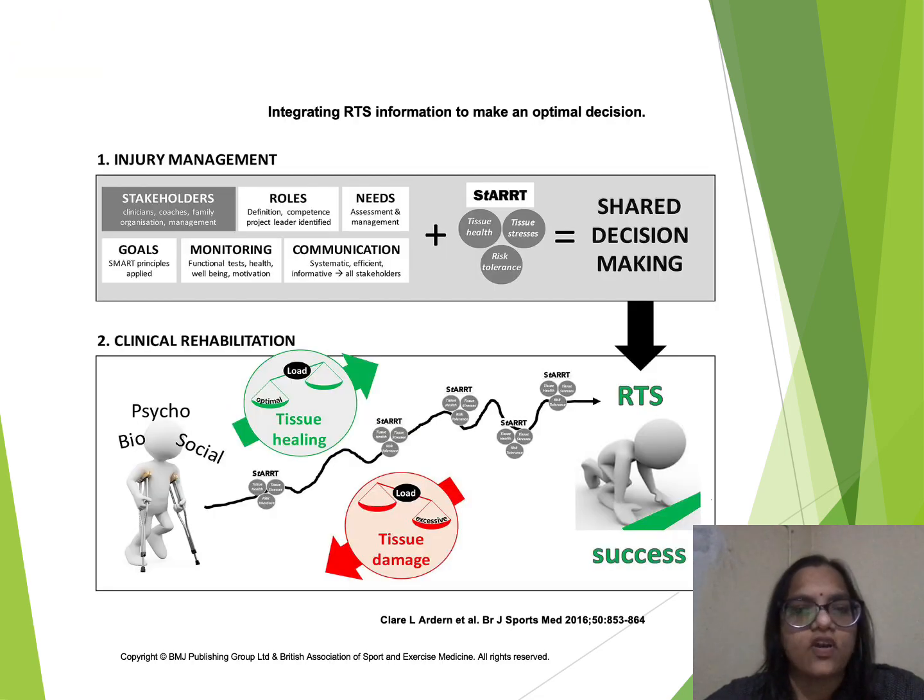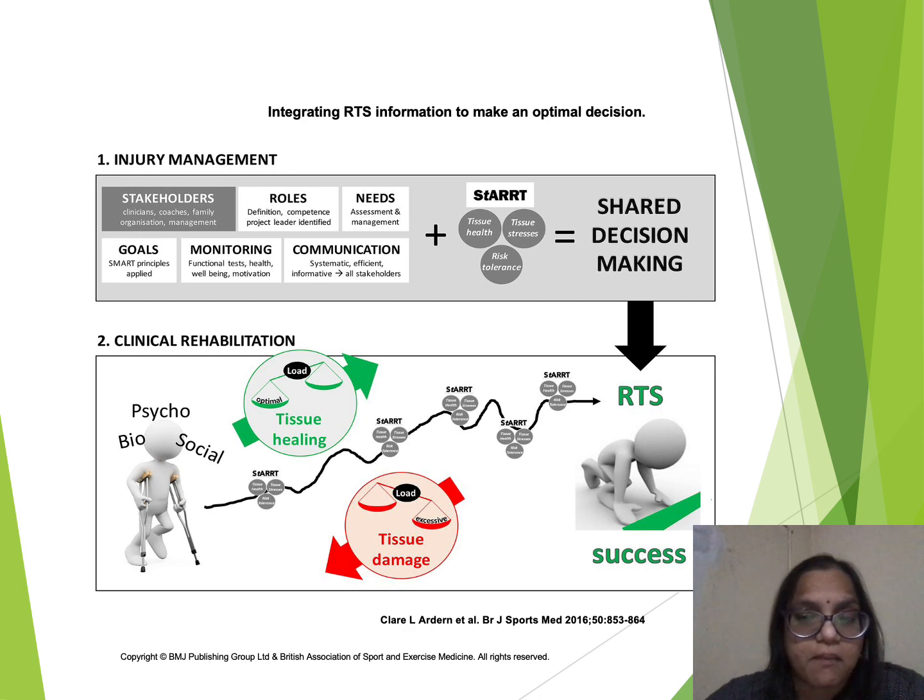Now let's understand the holistic and integrated rehab approach for optimal decision making. The top part, injury management, describes the management aspects that need to be addressed to lead the rehabilitation project. In this, we should consider the stakeholders, define their roles, address their needs, and set smart goals, monitor the progress, and prompt and effective communication with the stakeholders about the rehabilitation process is essential.